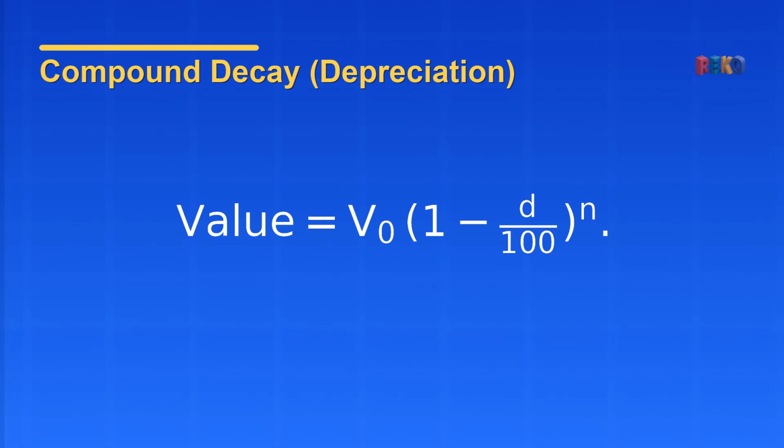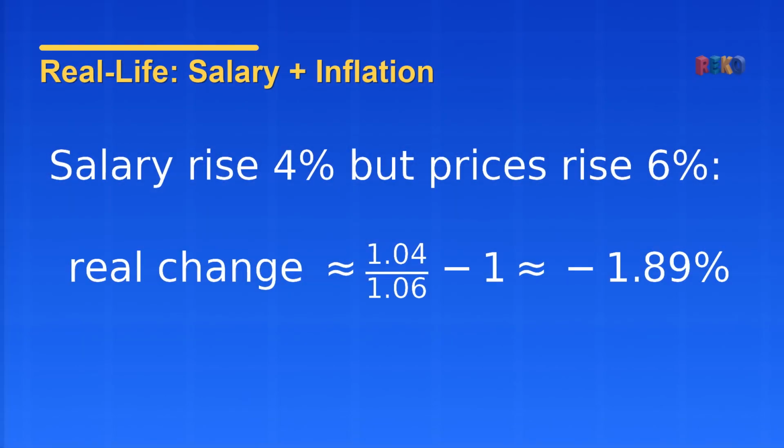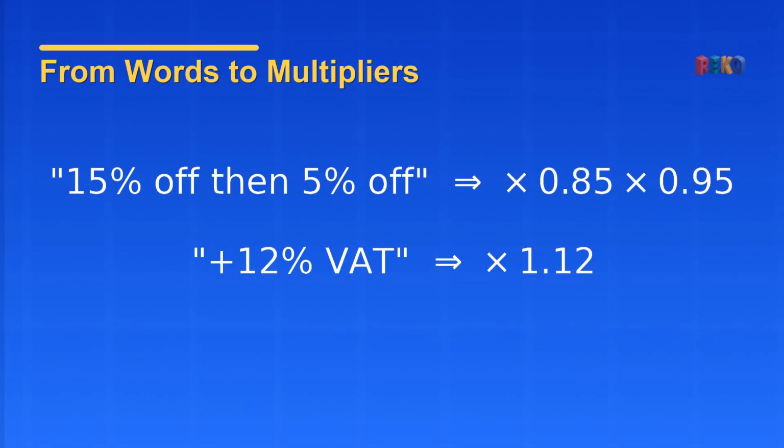Depreciation is the same idea, but with a minus. Value equals initial value times (1 minus d over 100), raised to the power n. If your salary goes up 4%, but prices go up 6%, your real buying power changes by 1.04 over 1.06, minus 1. That's about minus 1.89%. Translate sentences into multipliers. 15% off, then 5% off, means times 0.85, then times 0.95. Plus 12% VAT means times 1.12.